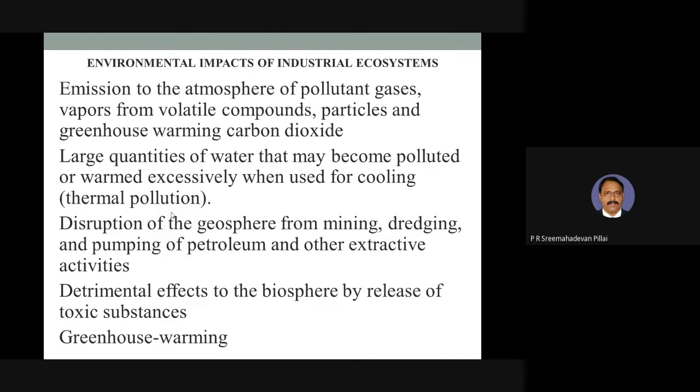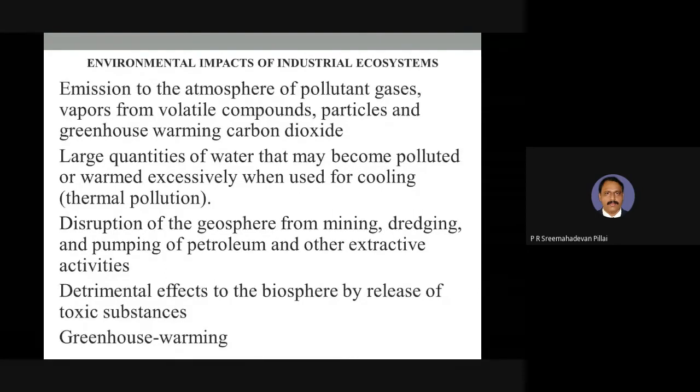And what are the environmental impacts of industrial ecosystem? Each system will have its own impact. Of course, obviously, all the systems will have two, three things in common. Carbon dioxide emission is common everywhere. And water is also coming as a waste in most of the things. Most of the industries will have water for different purposes. For production, for processing, for washing, all these things we may need water in different systems.